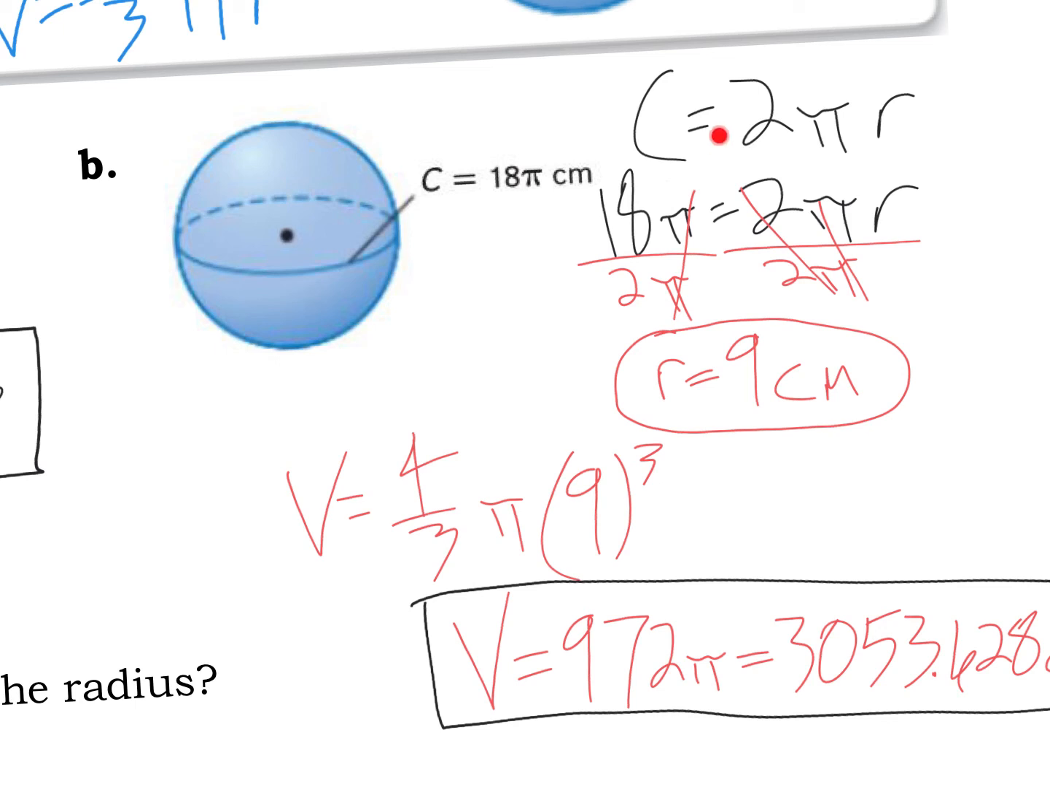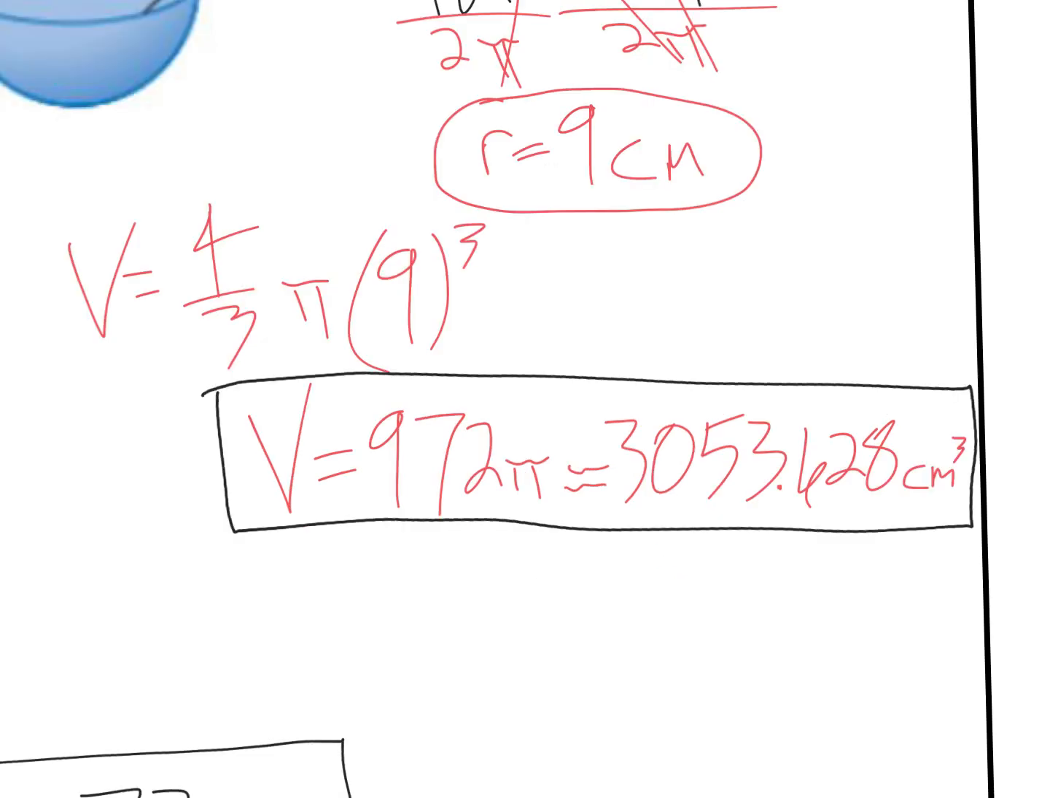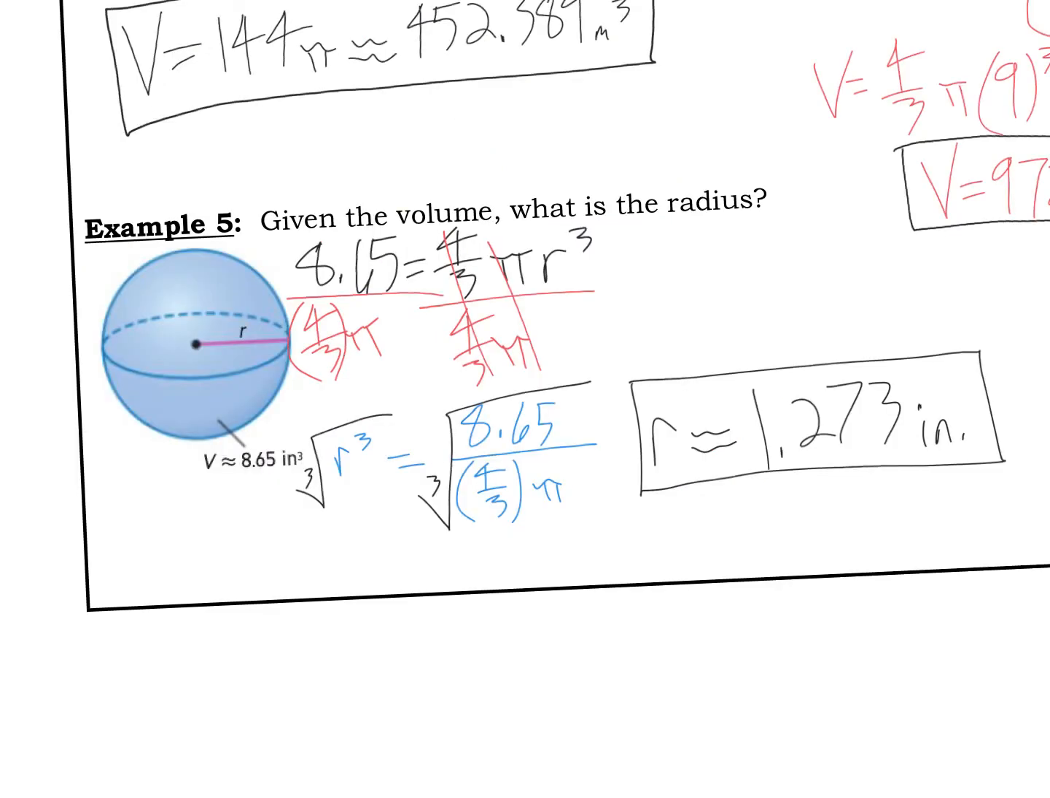So my circumference formula again is 2 pi r. So I'm going to set 18 pi equal to 2 pi r. I'll divide 2 pi to both sides, and my pi's would cancel. So 18 divided by 2 is my radius, which is 9 centimeters. Then plug in 9 centimeters into your volume formula. So 4/3 times pi times 9 cubed would give me 972 pi, which rounds to 3,053.628 cubic centimeters.